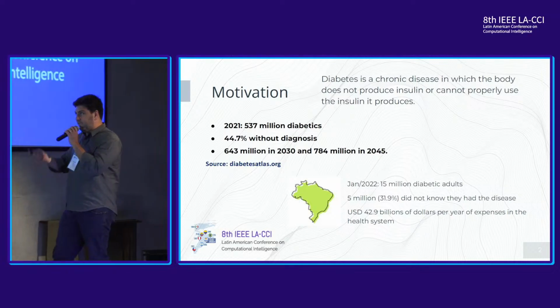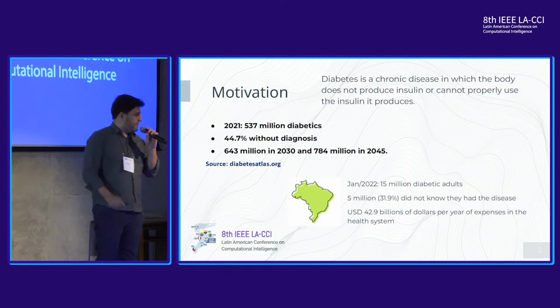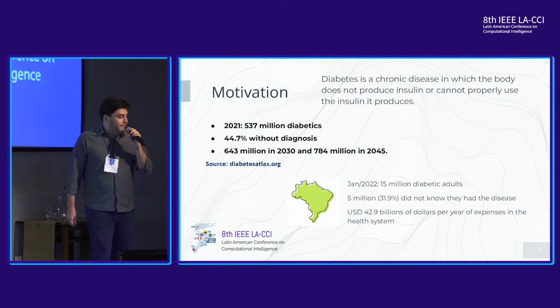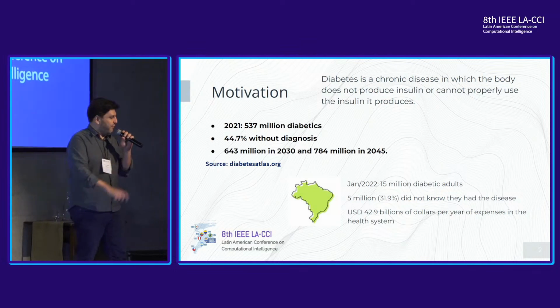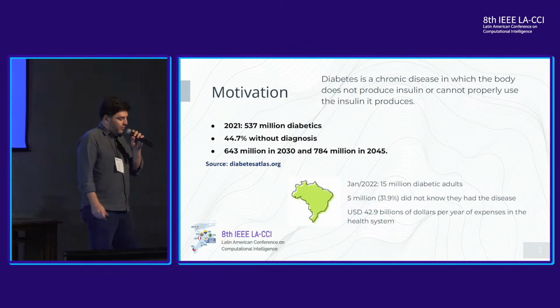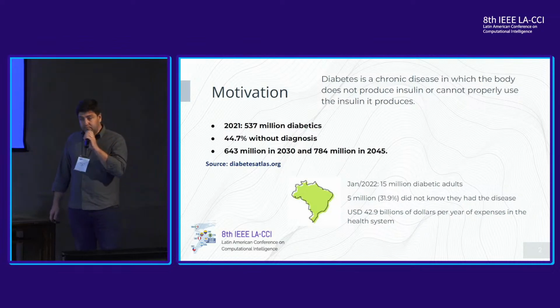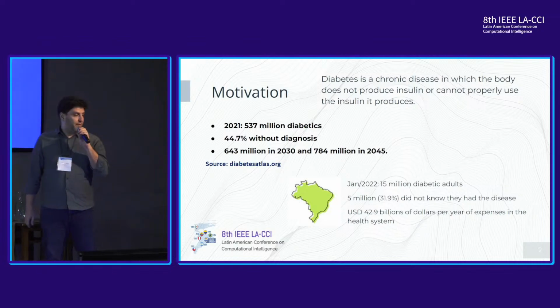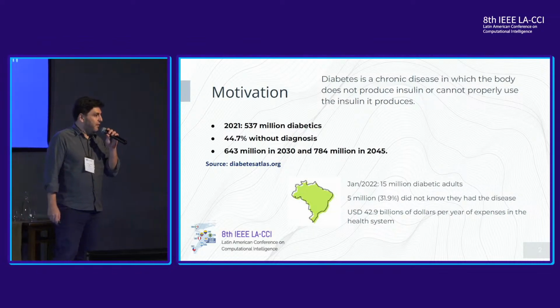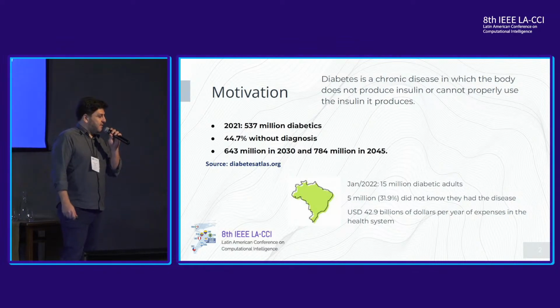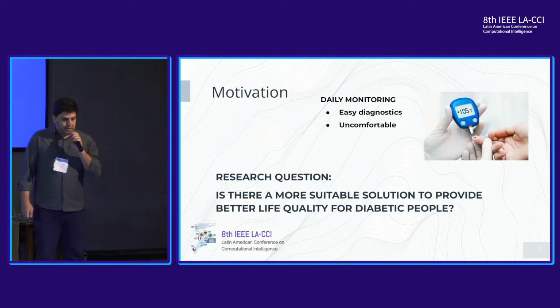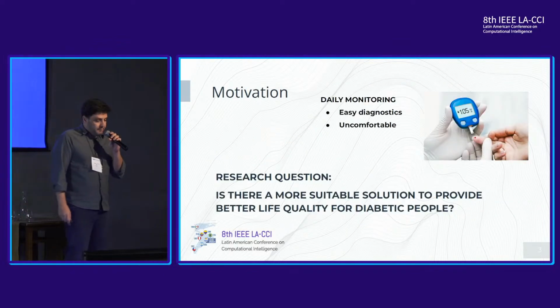Just for you to have an idea, in Brazil, we have roughly 15 million people with diabetes, and around 5 million do not know that they have diabetes. And the government spends roughly 43 billion dollars in expenses in the health system. So it's something that you have to take care of.